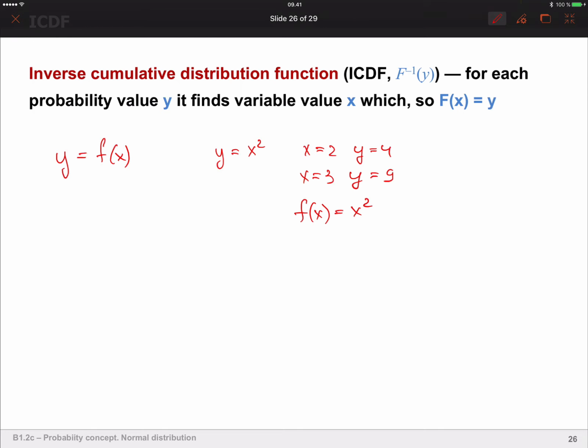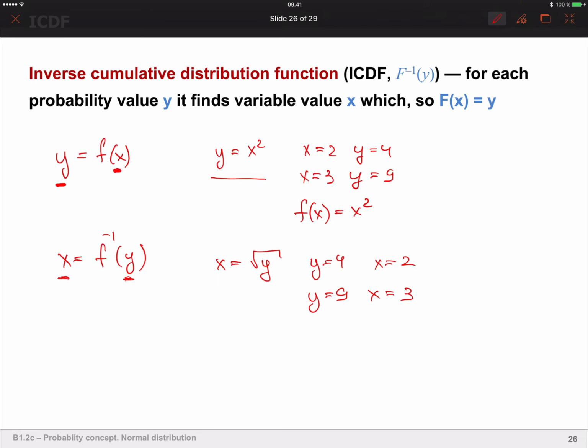What is an inverse function? An inverse function does the opposite. It's usually denoted by f minus 1 of y. It's a function that for any value y gives you the value x. What will be the inverse function for y equals x squared? Of course, it will be x equals the square root of y, okay? Let's check. If y equals 4, the square root of 4 is 2, so x will be equal to 2. When y equals 9, the square root of 9 is 3, so x will be 3, okay? So the normal function gives you the value of y if you know x. The inverse function gives you the value x if you know y, okay?